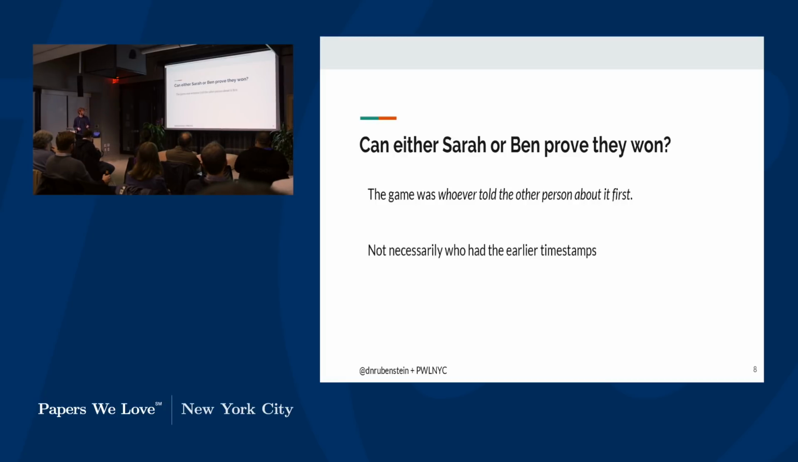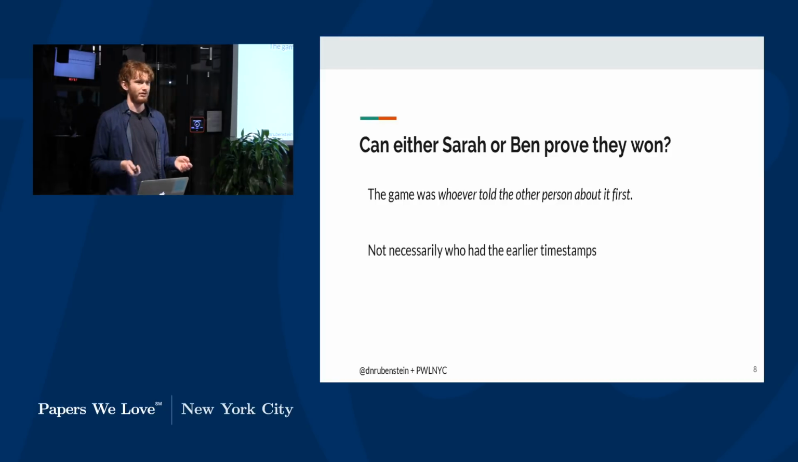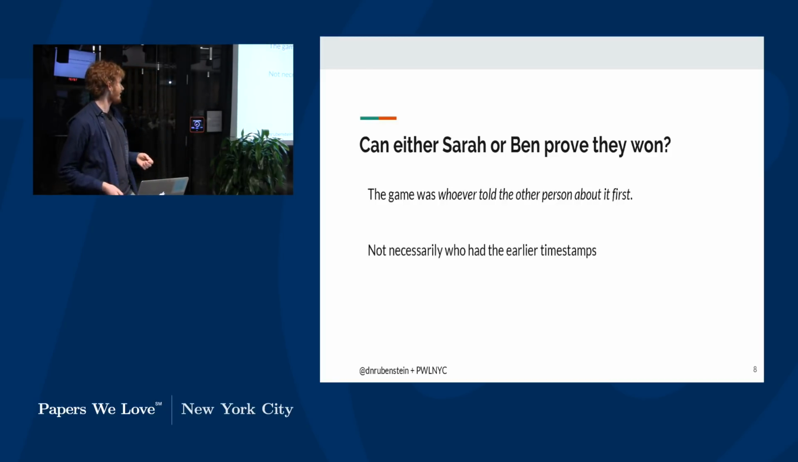What were the rules of the game? The rules of the game were whoever told the other person about it first would be the winner. We didn't say anything about timestamps. We didn't say that they would put their phones next to each other at the end of the game and see who the winner was. Those weren't necessarily the conditions we cared about. So the question becomes, now we're going to get to the paper, can we use this theory from Lamport to help us understand what's going on here and shed some light on this topic?